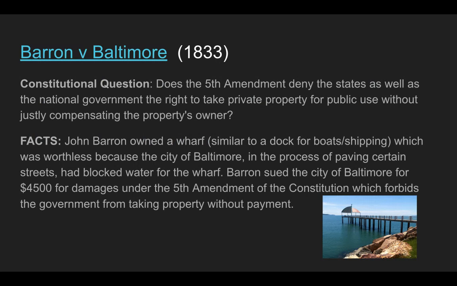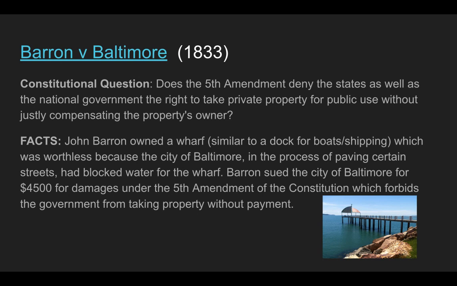So the first case I want you to look at really quick is this one that's called Barron versus Baltimore. And I want you to pay attention that this happens in 1833. Okay, so this is 1833. So at the time, the constitutional question is, does the Fifth Amendment deny states, as well as the national government, the right to take private property for public use without justly compensating the property's owner?